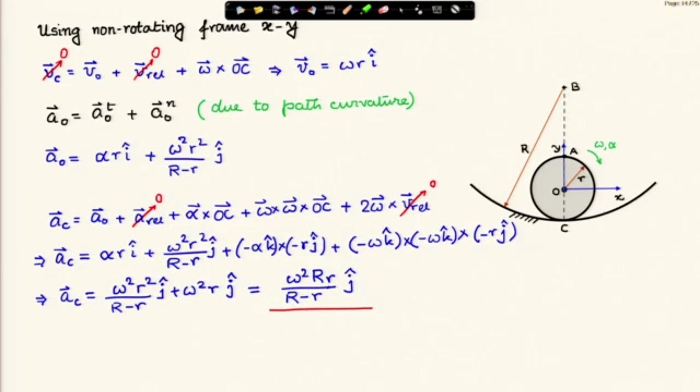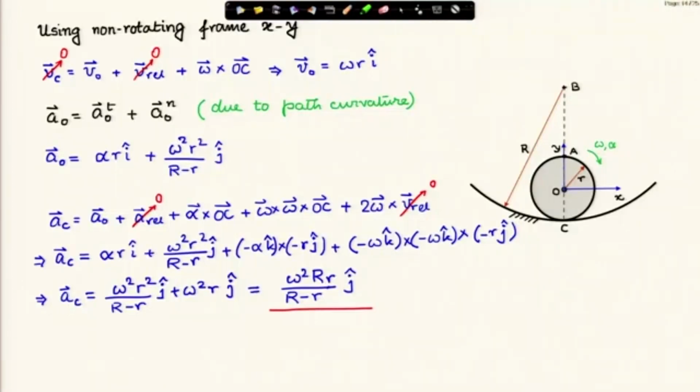You can make a few checks. For example, if capital R tends to infinity, that means the track becomes straight, then you get back the previous expression. So, this thing you can check.